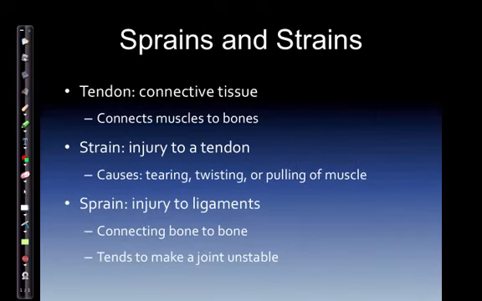Sprains and strains. We have all kinds here. Tendons are connective tissue that connect muscles to bones. A strain is an injury to the tendon causing tearing, swelling, twisting, or pulling of the muscle. A sprain is an injury to the ligaments, which connect bone to bone. It tends to make a joint unstable. Sprains are defined in degrees according to the severity.